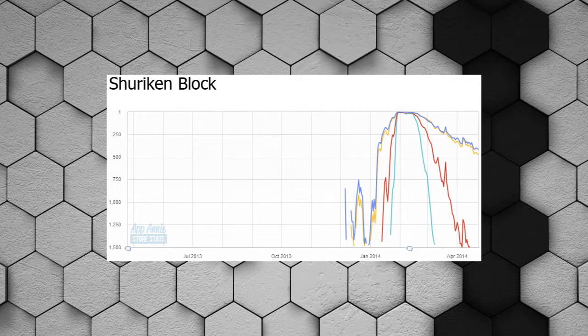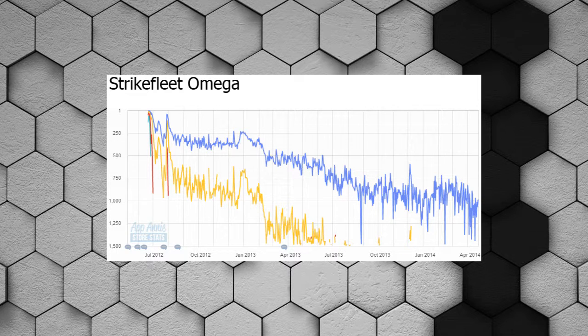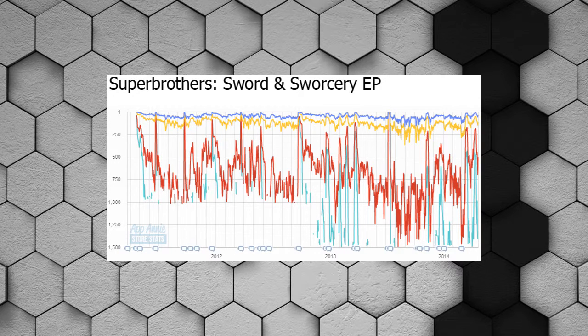So you can see Strike Fleet Omega, pretty high production quality. You can see that the tail is increased by a fair amount. Instead of just dropping immediately, it kind of tapers out.